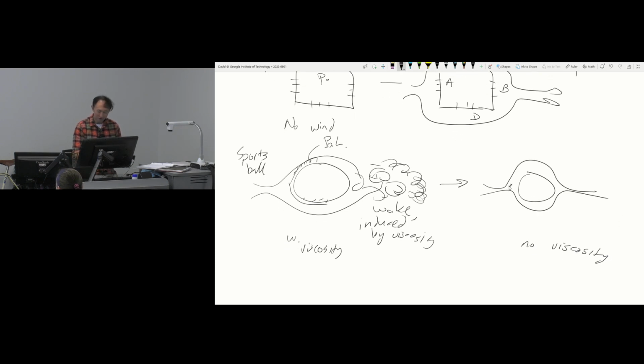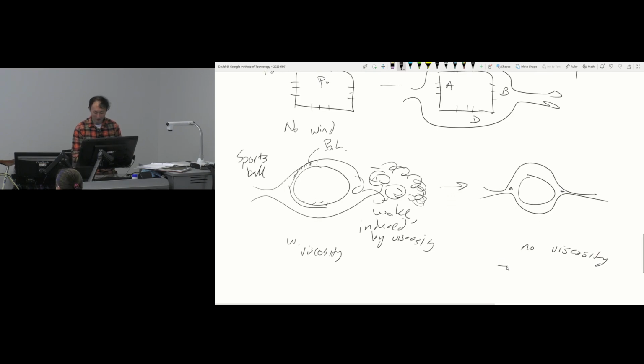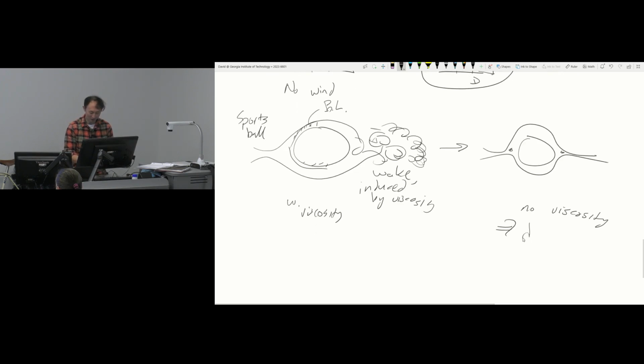Okay, so a couple of things result from that. One, you still have bluff body drag. We're actually going to calculate that when you have no viscosity, this is pretty surprising. We're going to spend maybe 1 or 2 weeks calculating this, and you have to redo it in your homework. There's something called D'Alembert's paradox.